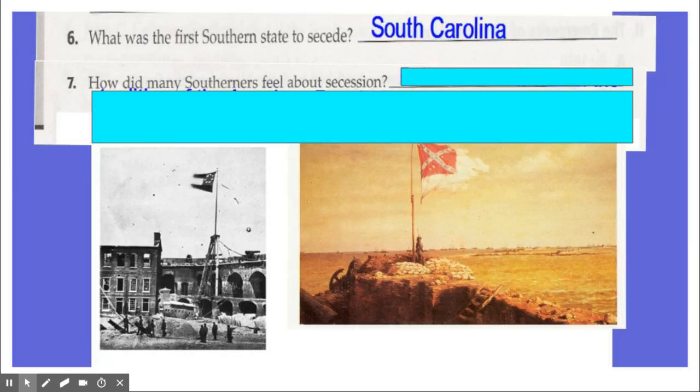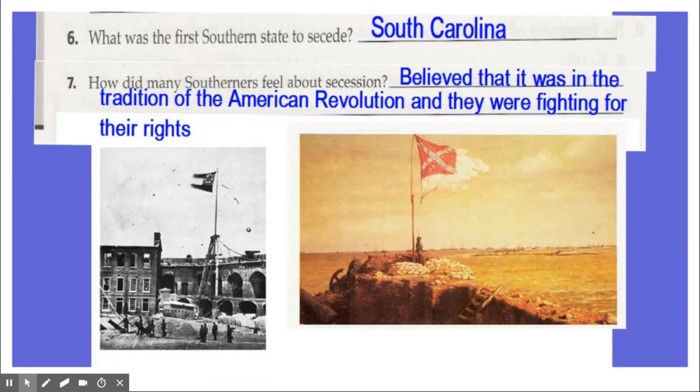How did many Southerners feel about secession? Well, many of them believed it was in their tradition of the American Revolution and that they were fighting for their own rights. And in a way, guys like George Washington become their heroes.